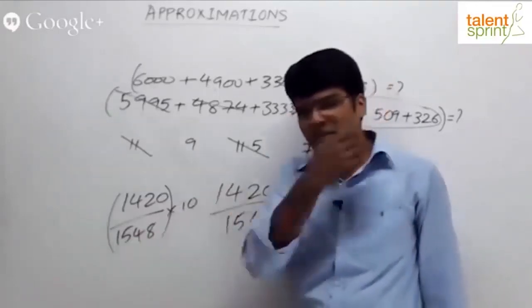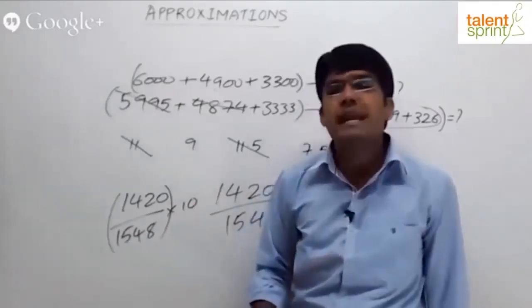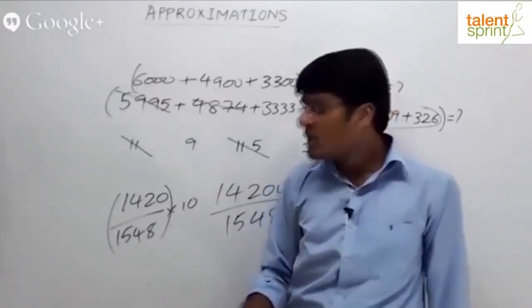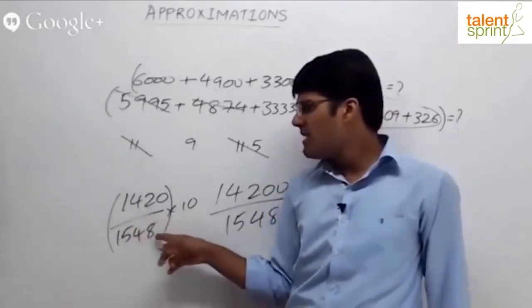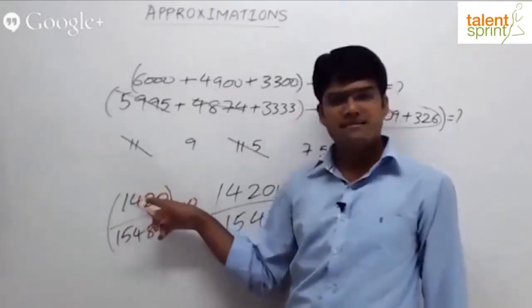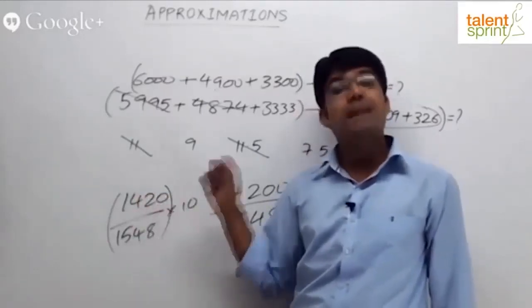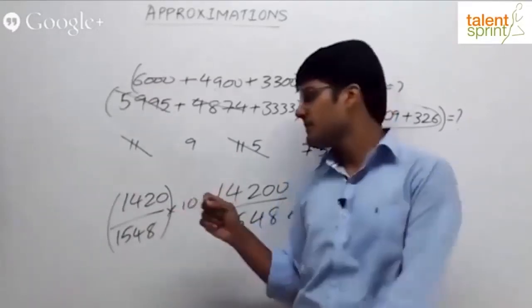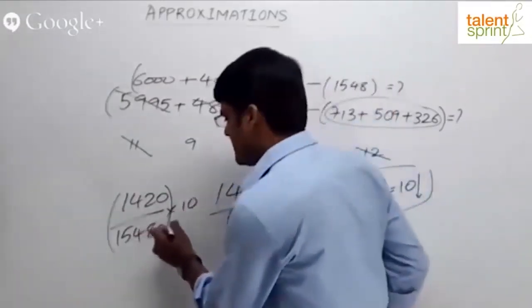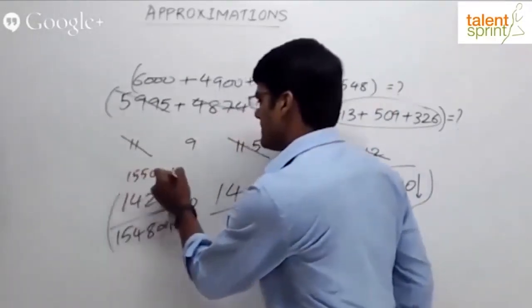So what's the denominator here? 1548, about 1550. 100% is 1550. What will be 10%? 155. If you look at the numerator 1420, it's how much? 1550 minus 130. Yes or no? 1550 minus 130 will give you 1420. So the denominator is approximately 1550, and the numerator can be taken as 1550 minus 130.